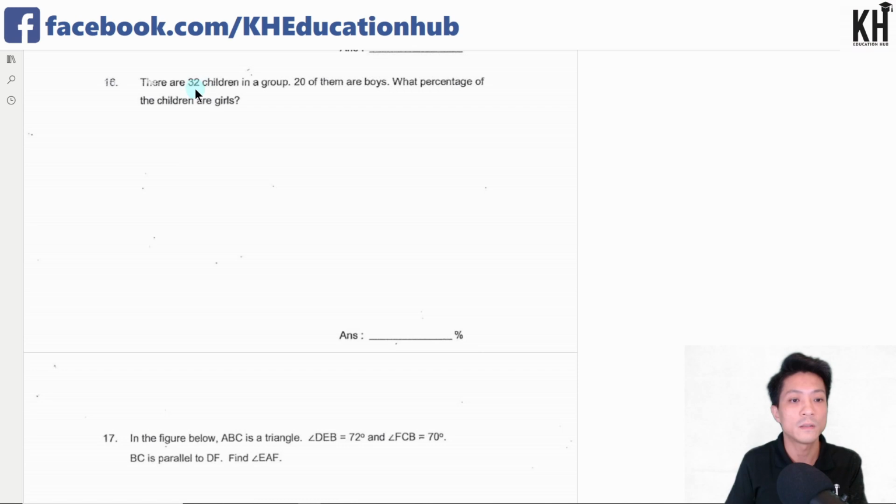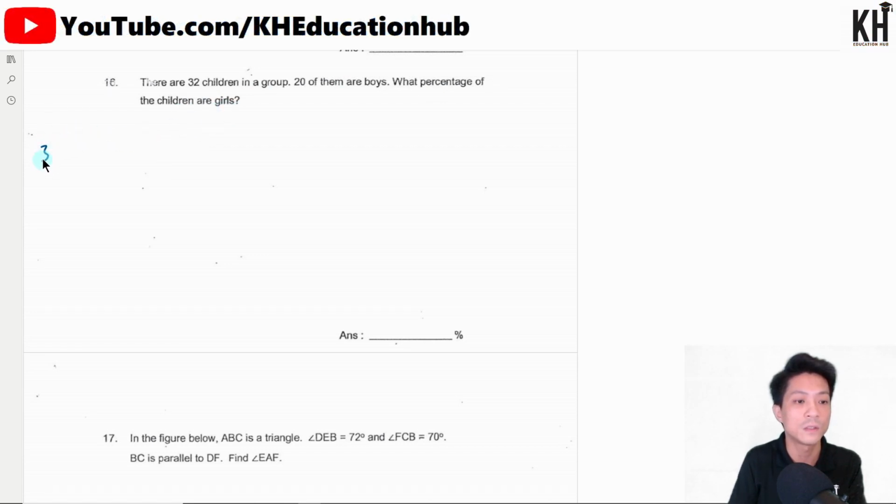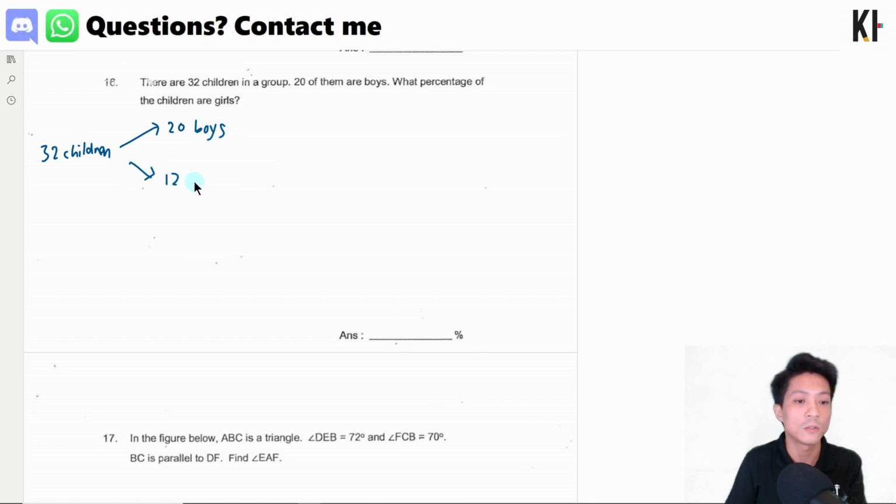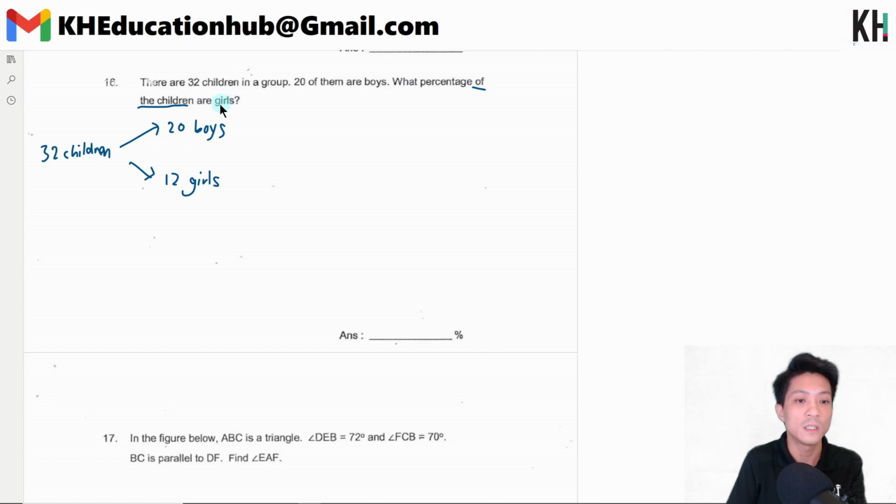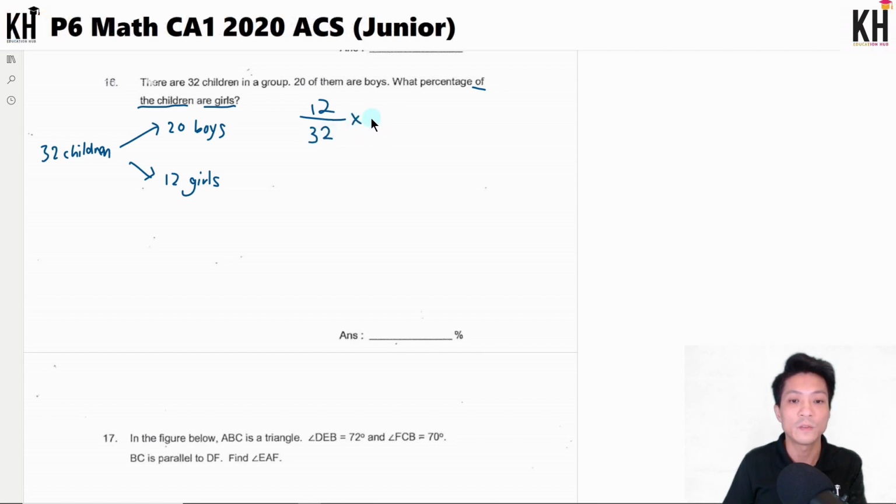Question 16. There are 32 children in a group. 20 of them are boys. What percentage of the children are girls? Okay, so there are 32 children. If 20 are boys, means that there are 12 girls. What percentage of the children are girls? Which means that the girls will be on top and then the children will be below, and you have to multiply it by 100.